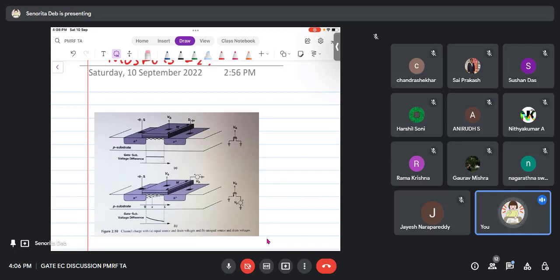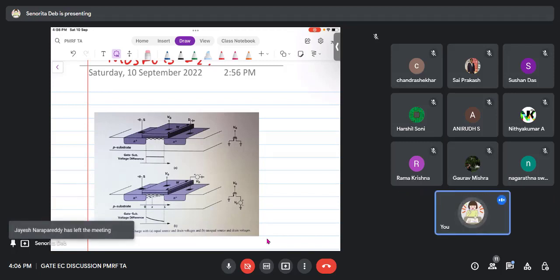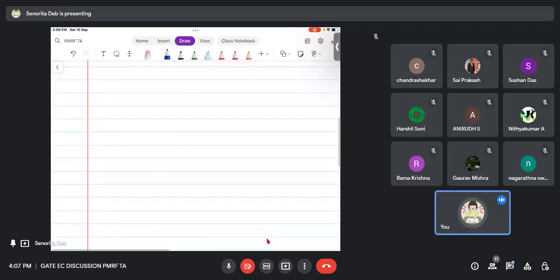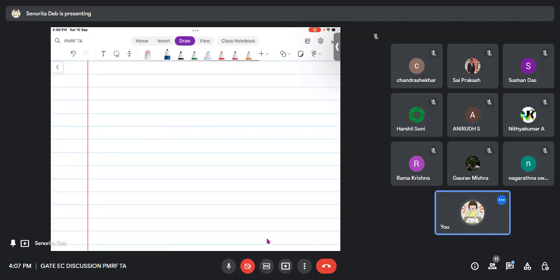Now from here I am referring to the book of Razavi for this part, Microelectronics by Razavi. Let me start with this. I'll explain the figure a bit later. We will first have a small throwback to the concepts.